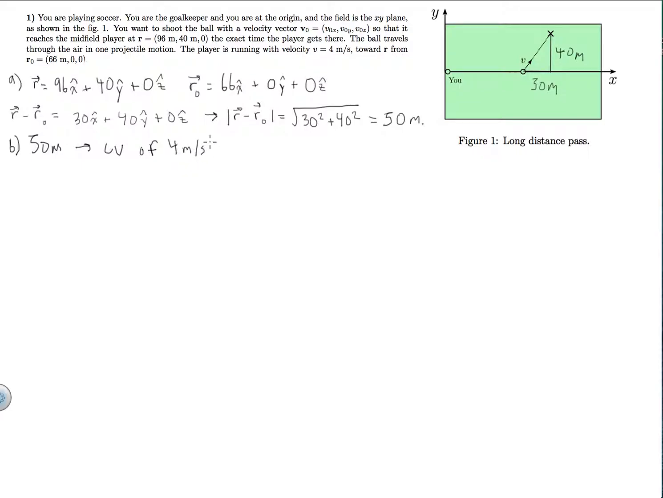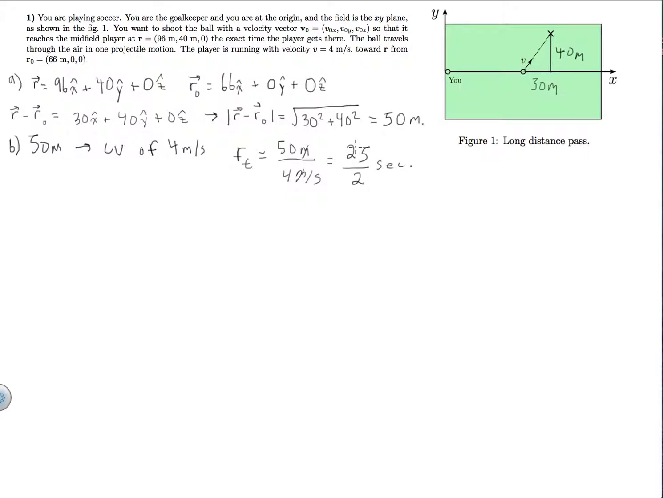So now, because of this, we can simply do dimensional analysis to find the time it takes. We can simply say that the final time is equal to the distance needed to travel, 50 meters, divided by 4 meters per second. The meters cancel, and we are simply left with 25 over 2 seconds.